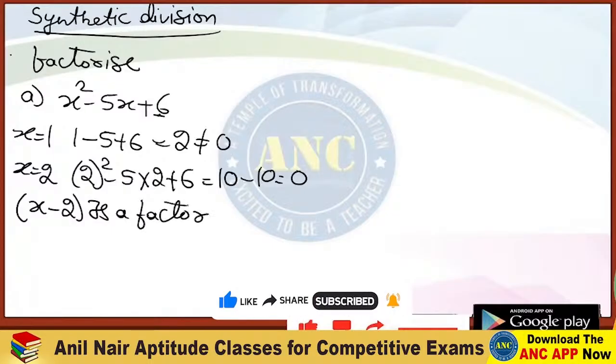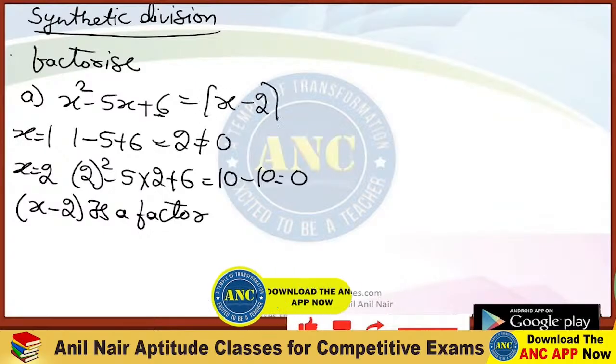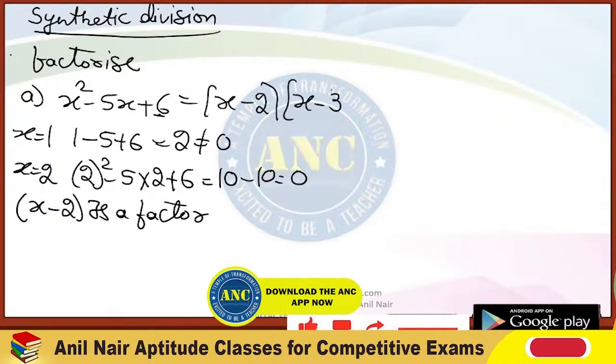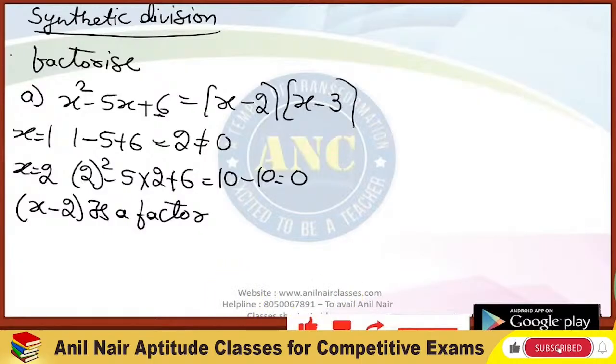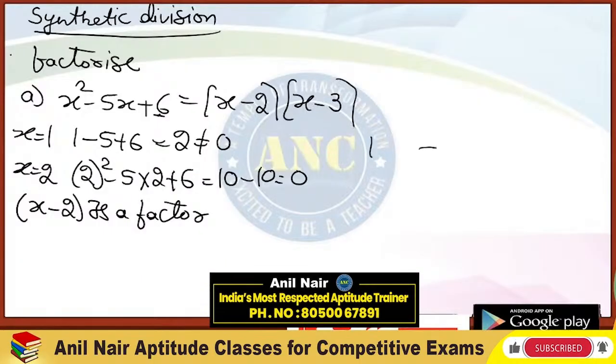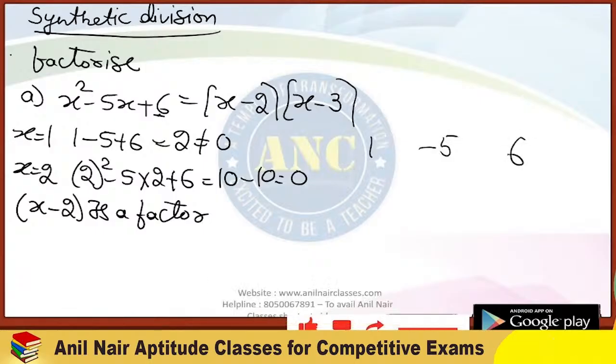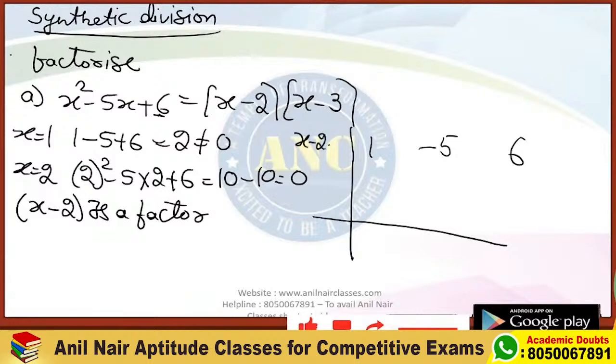How to generate another factor? Simply, you all know that it is x minus 2 into x minus 3. By using synthetic division, how to get x minus 3? Write the coefficient of x, minus 5. The constant is nothing but 6. x minus 2 is a factor, x minus 2 equal to 0, x is equivalent to 2.